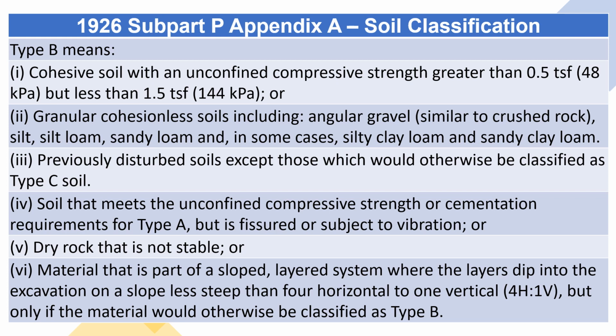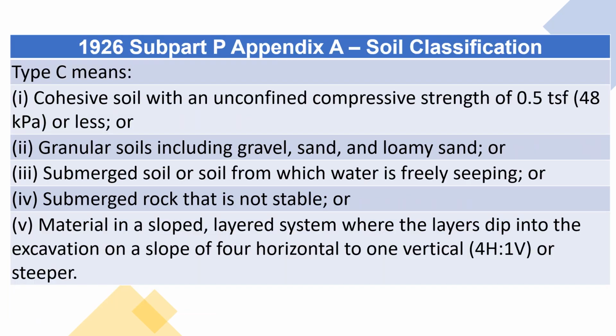4. Soil that meets the unconfined compressive strength or cementation requirements for Type A, but is fissured or subject to vibration, or 5. Dry rock that is not stable, or 6. Material that is part of a sloped, layered system where the layers dip into the excavation on a slope less steep than 4 horizontal to 1 vertical (4H:1V), but only if the material would otherwise be classified as Type B.